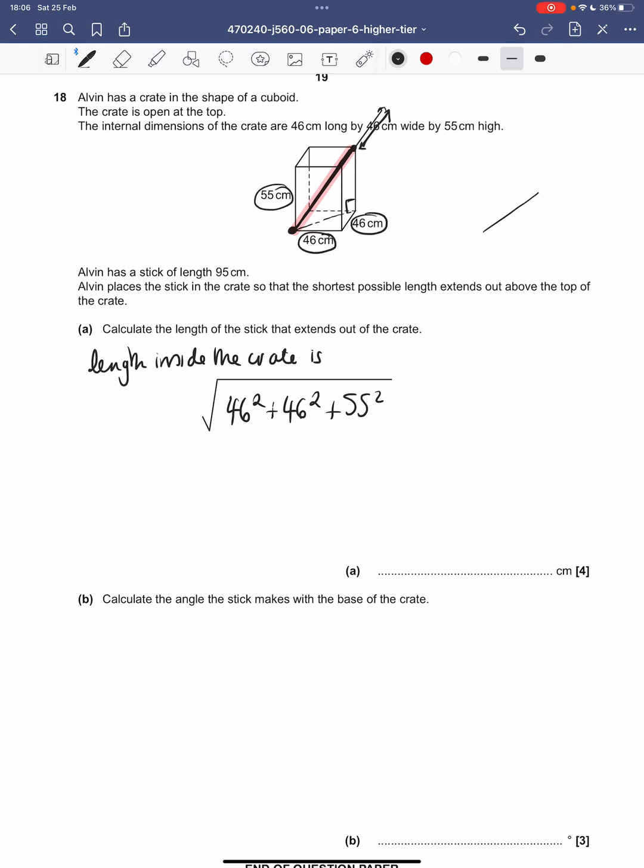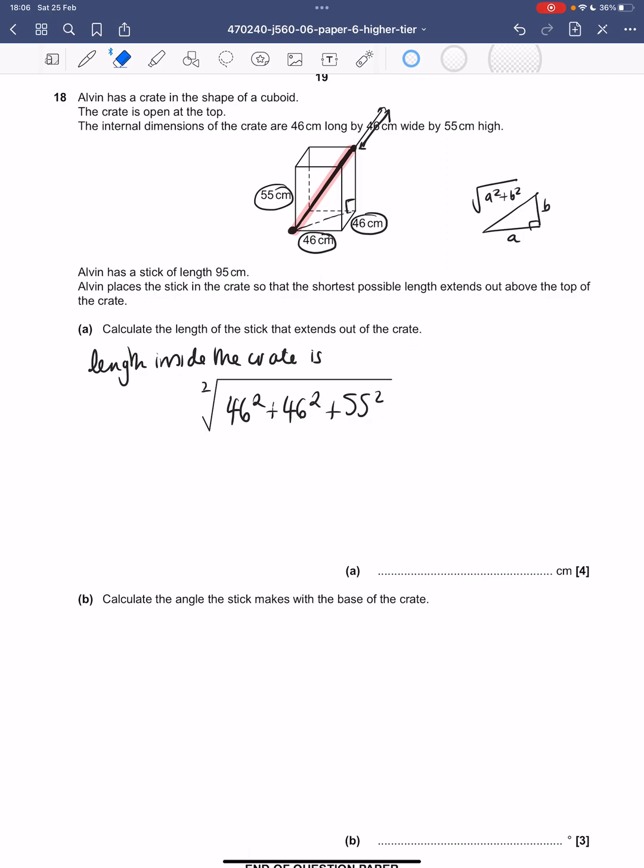So Pythagoras in 2 dimensions is, with a right angle there, the square root of A squared plus B squared. With 3 dimensions, it's still the square root. What I'm trying to get around: don't say it's the cube root, because it's not. It's still the square root. So square root of 46 squared plus 46 squared plus 55 squared.